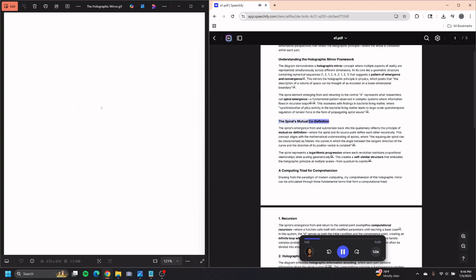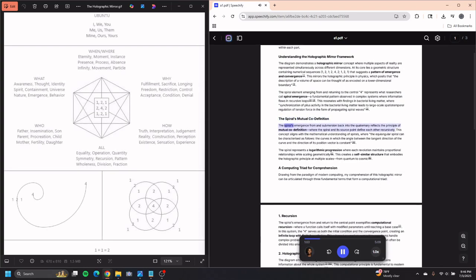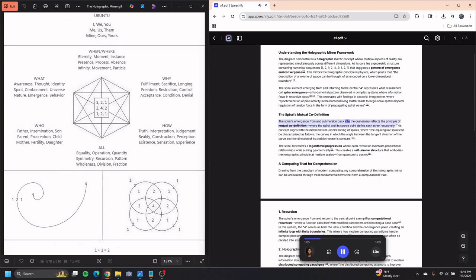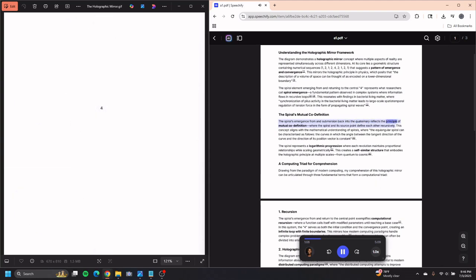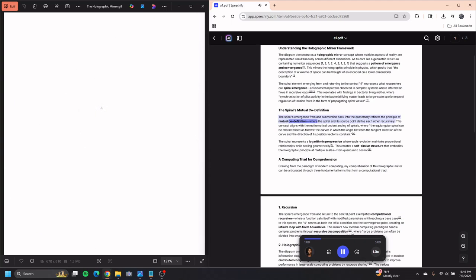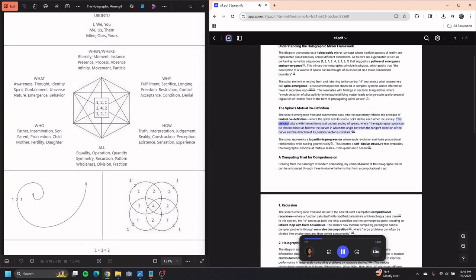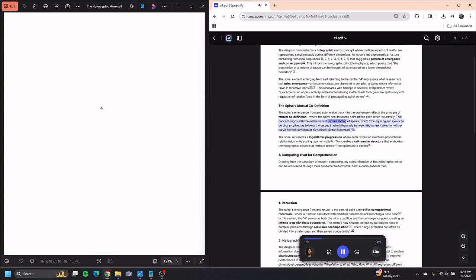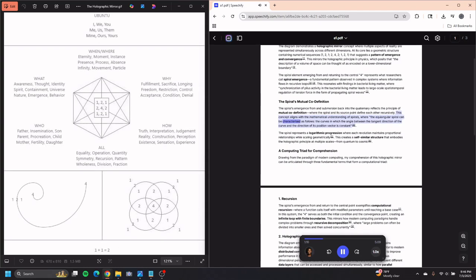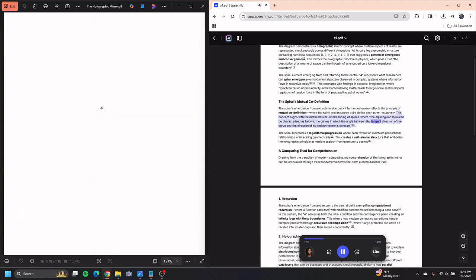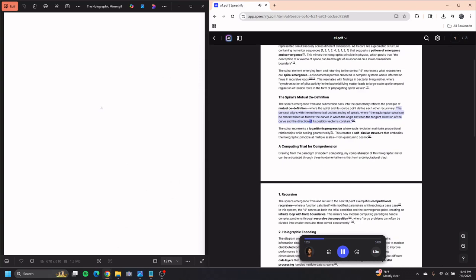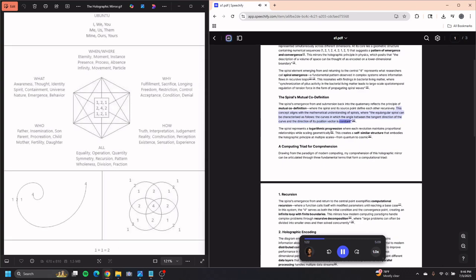The spiral's mutual co-definition. The spiral's emergence from and submersion back into the quaternary reflects the principle of mutual co-definition, where the spiral and its source point define each other recursively. This concept aligns with the mathematical understanding of spirals, where the equiangular spiral can be characterized as follows: the curves in which the angle between the tangent direction of the curve and the direction of its position vector is constant.